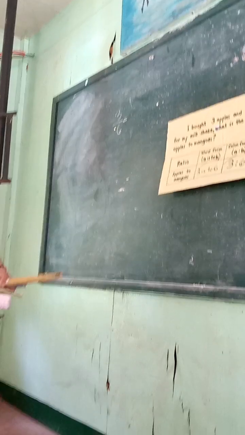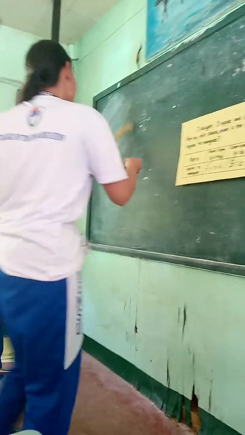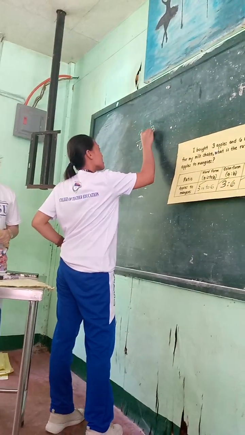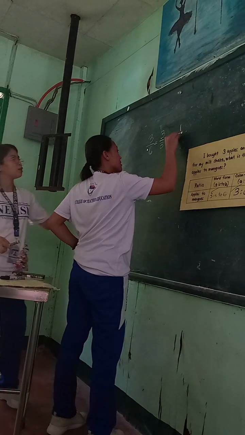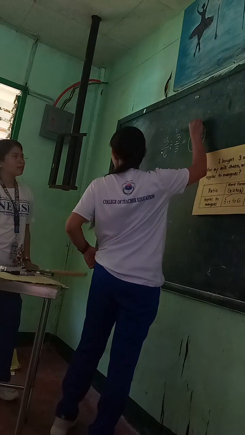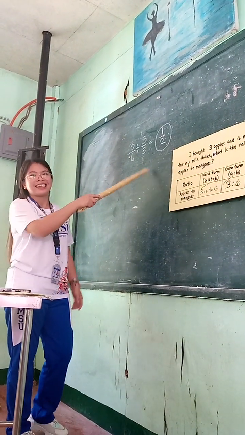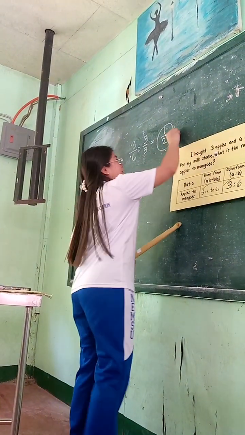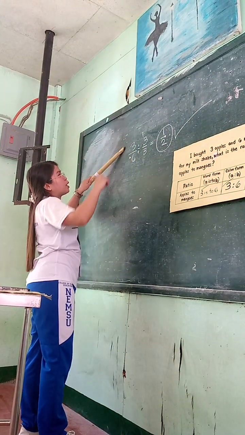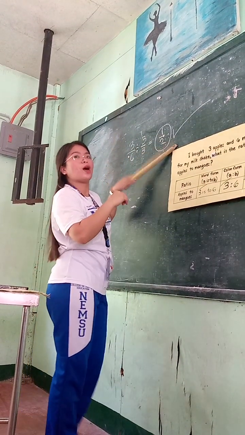Who can write it on the board? Miss Argus, please in front. How are you going to simplify 3 upon 6? Is Argus correct? Yes. Okay. It's correct because 3 and 6 can be divided by 3. 3 divided by 3 is 1 and 6 divided by 3 is 2. So the answer is 1/2.